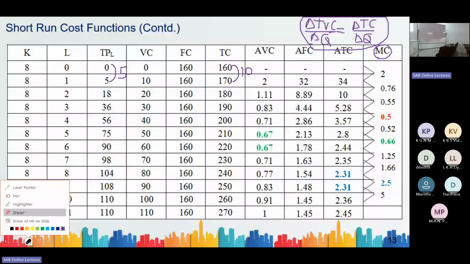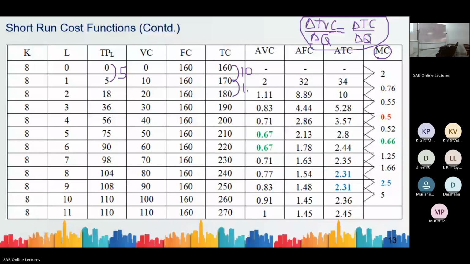Okay, when moving from the second level to the third level, total cost increases by 10. Output increases by 13. So 10 divided by 13, the answer is 0.76. The same values you can calculate using total variable cost. If you are referring to total variable cost changes, again you will come up with the same answers.